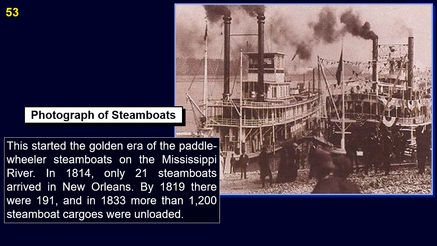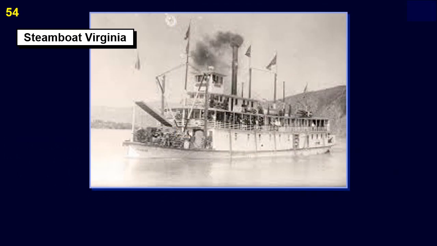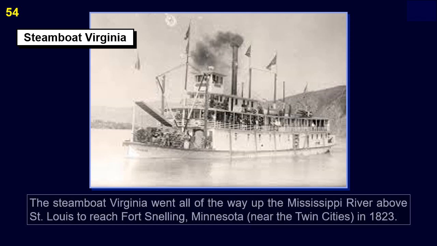Only 21 steamboats arrived in New Orleans. By 1819 there were 191, and in 1833 more than 1,200 steamboat cargoes were unloaded. The steamboat Virginia went all of the way up the Mississippi River, above St. Louis to reach Fort Snelling, Minnesota, near the Twin Cities, in 1823.